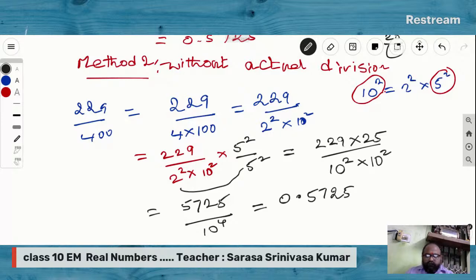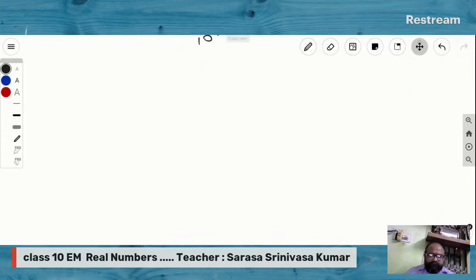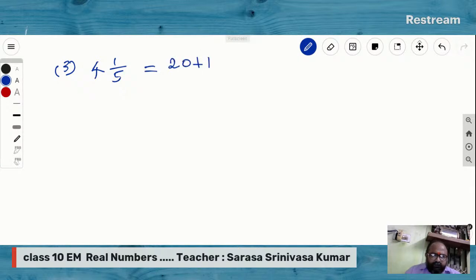Now, we solve the third problem. Third problem, 4 1 by 5. A mixed fraction is given. So when a mixed fraction is given, we can convert into improper fraction. 4 multiplied by 5 is 20 plus 1. So 20 plus 1 by 5 equal to 21 by 5.